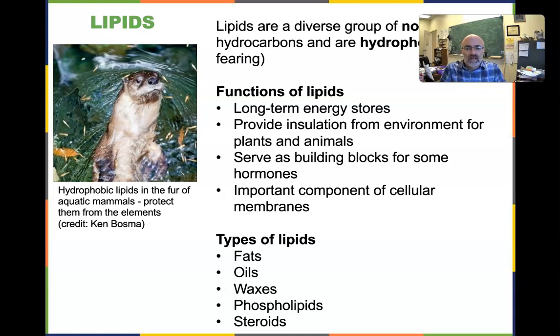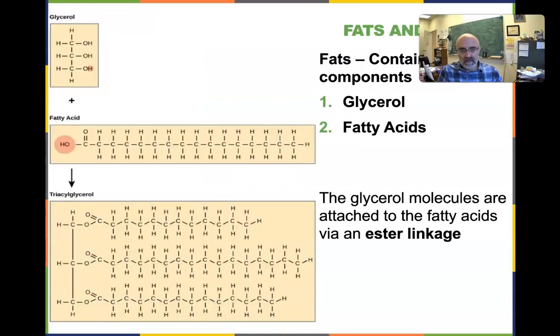Insulation is also a use for animals and plants. A lot of hormones are built out of these type of lipids; we're going to talk about steroids. And then the other big thing is these phospholipids that are basically the building blocks of our cell membrane. These are the types of fats we're going to talk about.